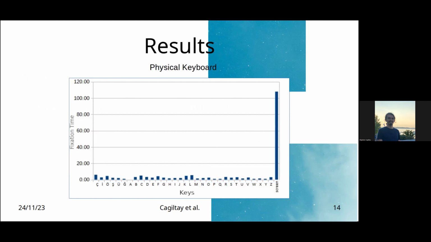So for the physical fixations, we saw that users mainly focused on the screen and not the individual keys. This shows that the users are proficient in typing physically, as they need to monitor their typing locations very minimally and fixate on what they have typed overall.